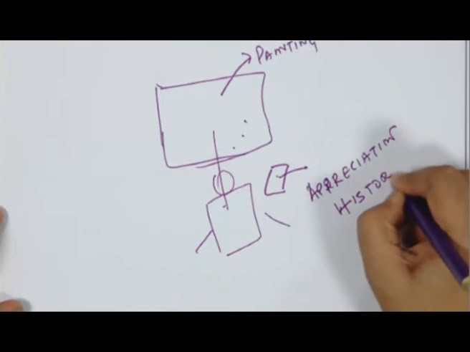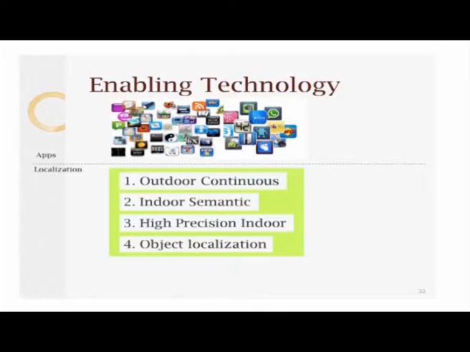You may know that top musicians have performed in the New York subway without being noticed. There are a lot of stories where top musicians, without revealing their identity, have performed in the New York subway without being noticed. So this is another thing. You need outdoor continuous, indoor semantic, high precision indoor, and also precise object localization. Where is that object? I take an object and try to localize it.